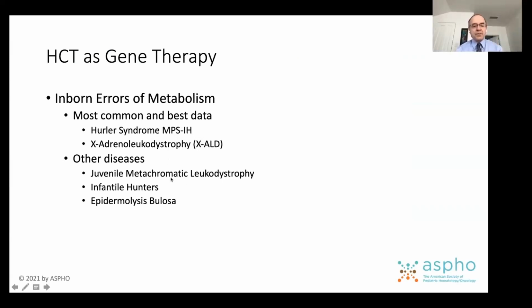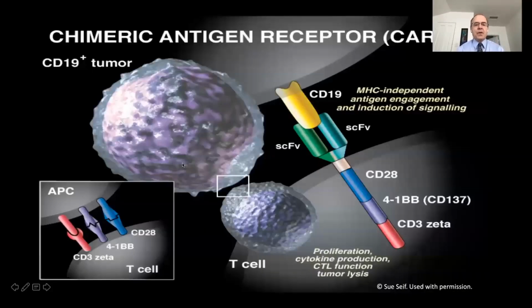The other diseases, metachromatic leukodystrophy. For the other forms of metachromatic leukodystrophy, it doesn't work as well. Infantile, Hunter's, epidermolysis bullosa. These are kind of emerging indications.